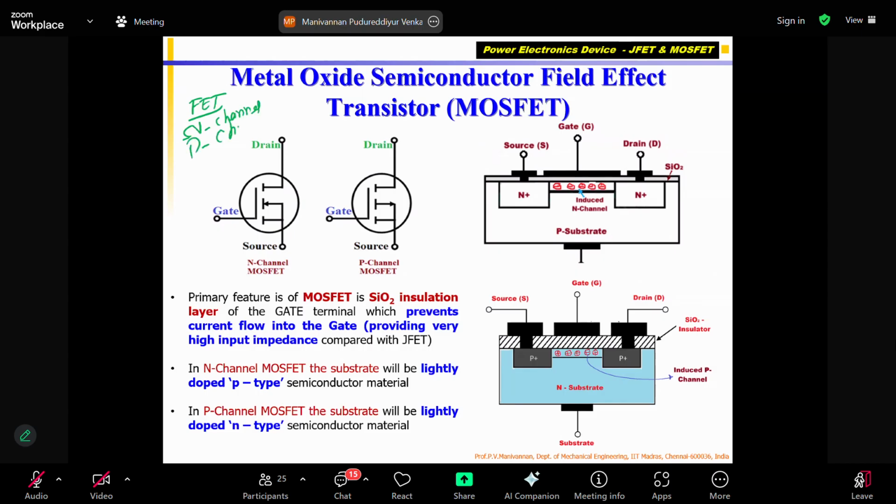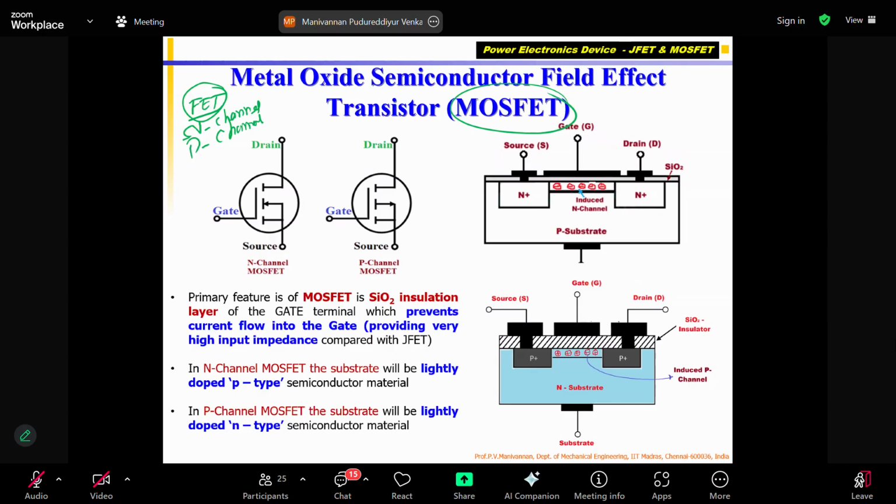There are two types of FETs similar to MOSFET, because as I told you, first they invented the transistor, after that they invented FET, then they invented MOSFET, one after another, because semiconductor engineers and scientists develop new transistors to improve. In FET also you have N-channel and P-channel.